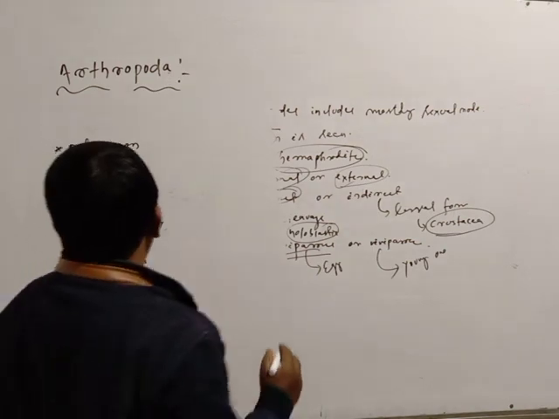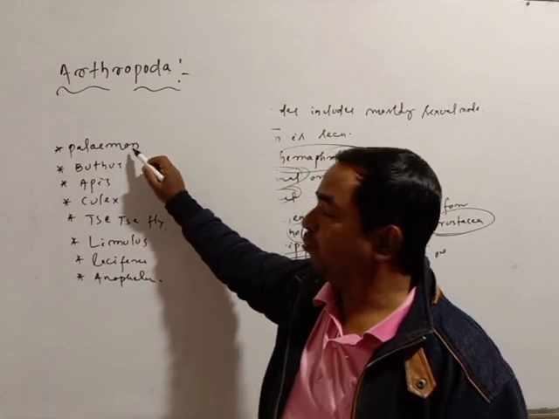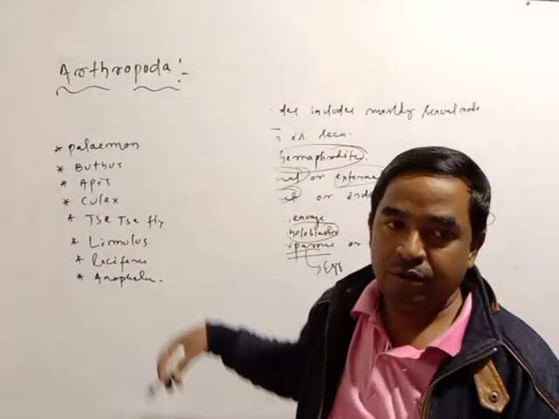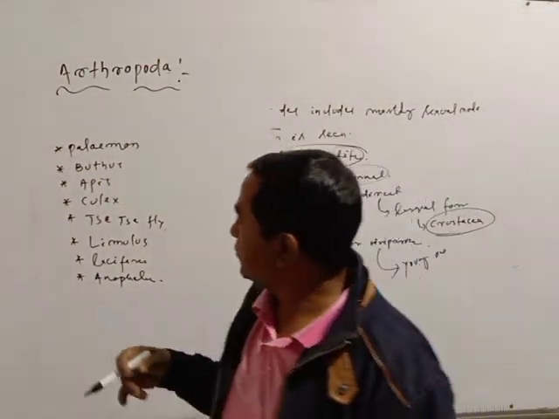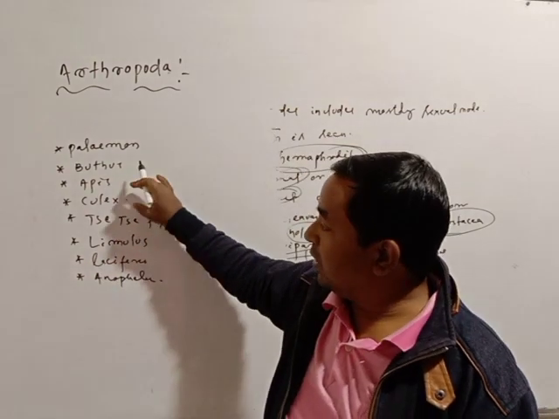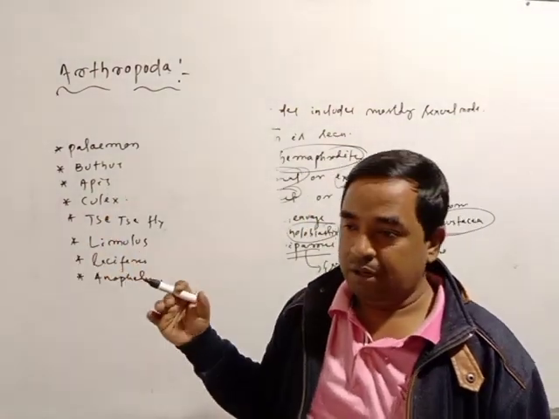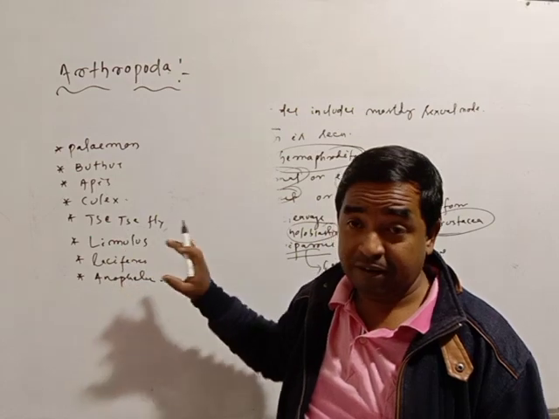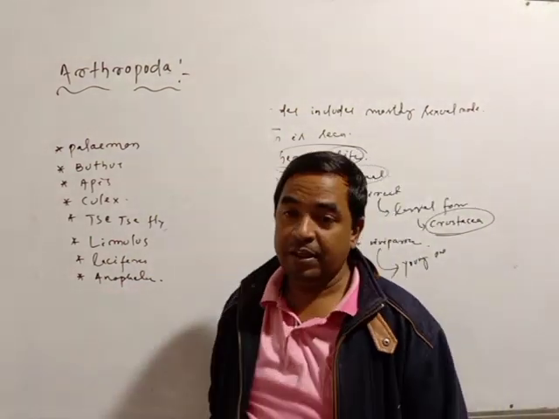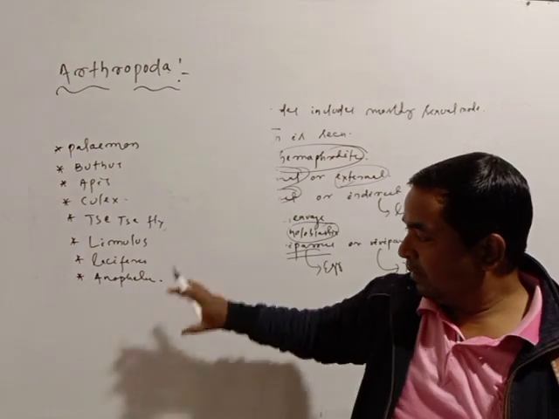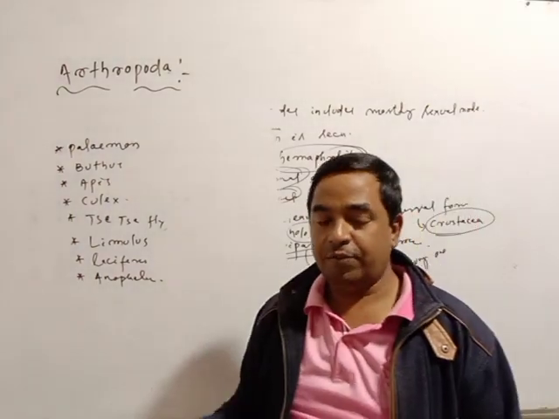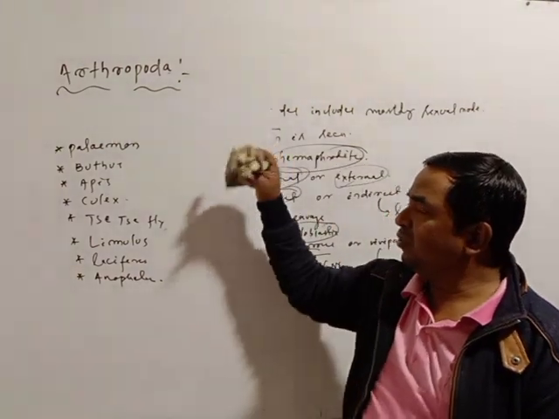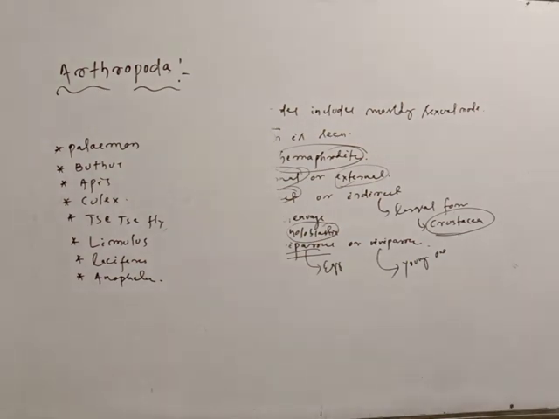See, Palaemon malcolmsonii means prawn. Buthus is scorpion. Apis is honeybee. Culex is the vector for filaria or elephantiasis. Limulus is king crab. Laccifer is lac producing. Anopheles, the female Anopheles, is responsible for the transfer of Plasmodium, which is the malaria parasite. So these are the characteristic features of phylum Arthropoda.